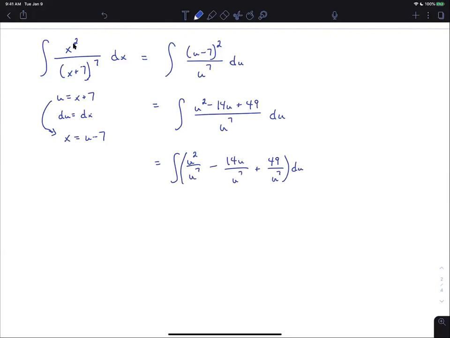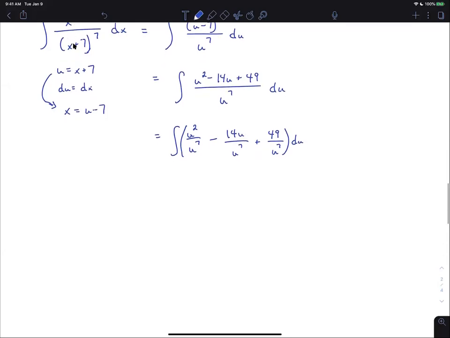And it's simpler from here, but does everybody follow it to there? Everybody good? All right, so then I'm going to split it into 3 integrals. So I've got the integral of u to the negative 5 du, minus 14 times the integral of u to the negative 6 du, plus 49 times the integral of u to the negative 7 du.